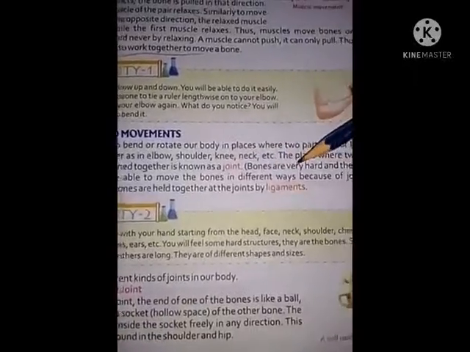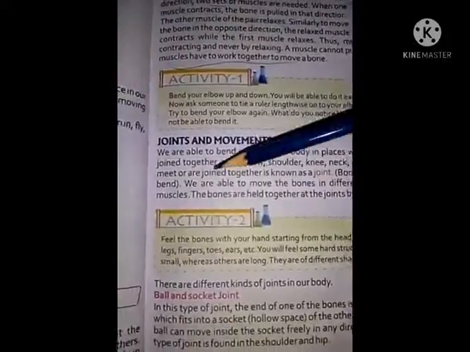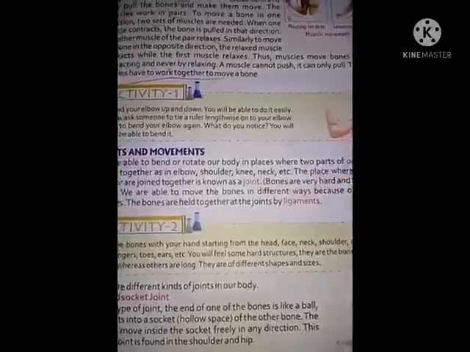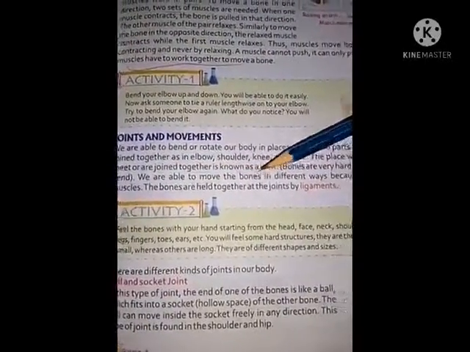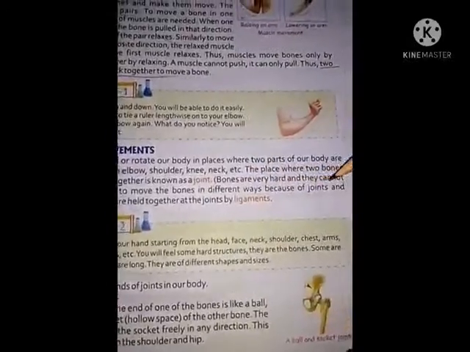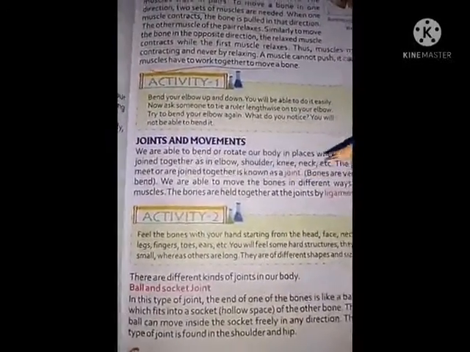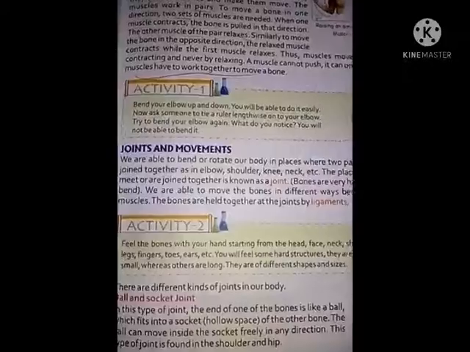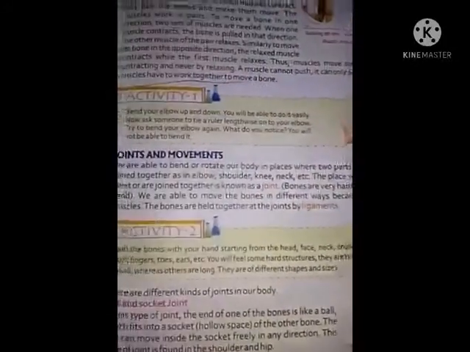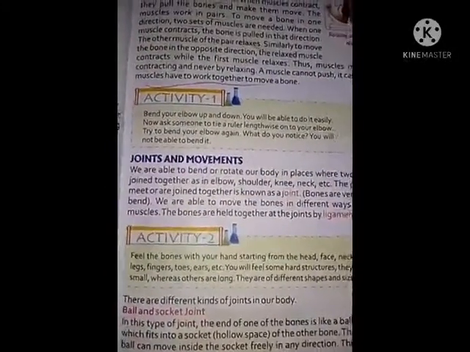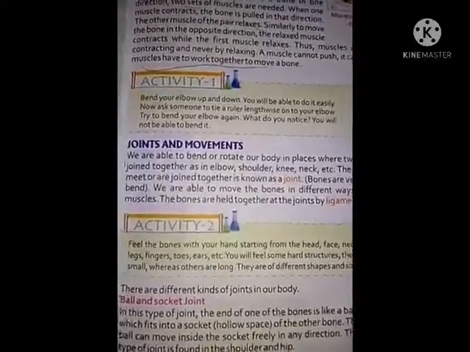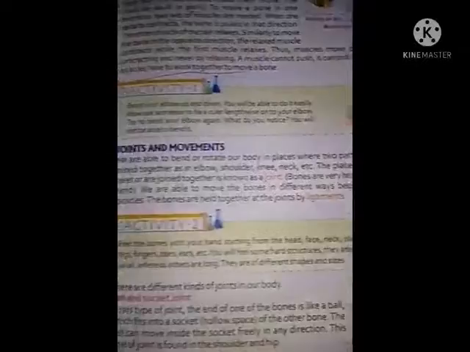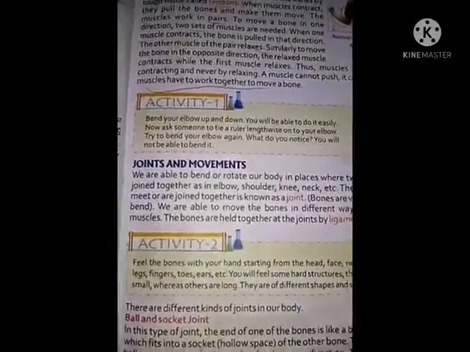Bones are very hard and they cannot bend. We cannot bend the bones. We are able to move the bones in different ways because of joints and muscles. So, due to the presence of joints and muscles, we can move the bones. We cannot move the bones by themselves, but with the help of joints and muscles, we can move them.